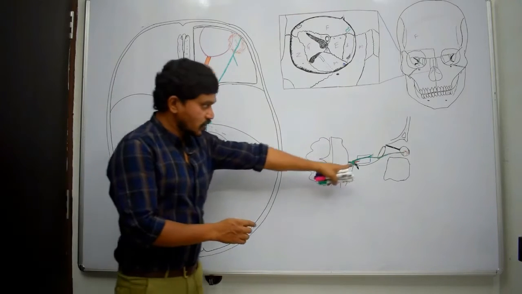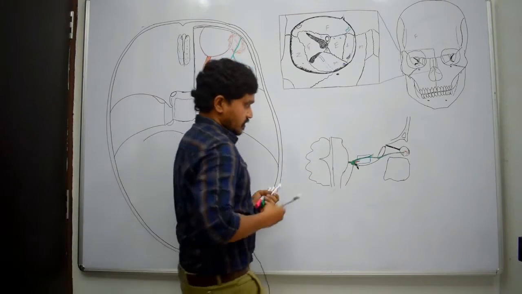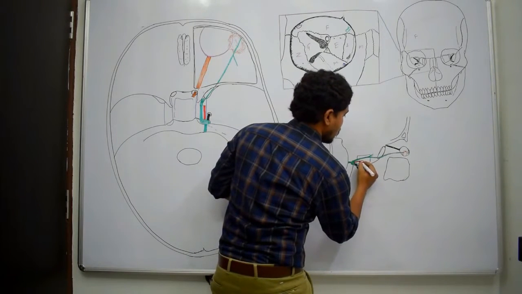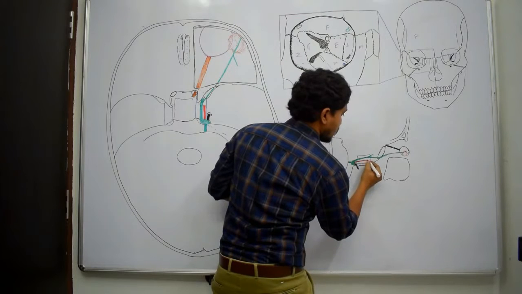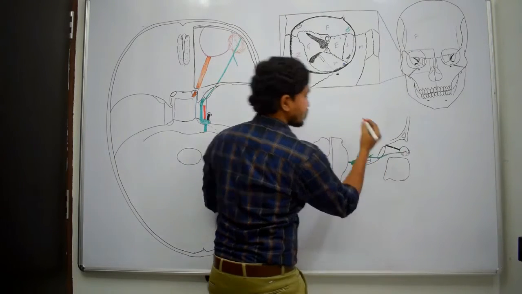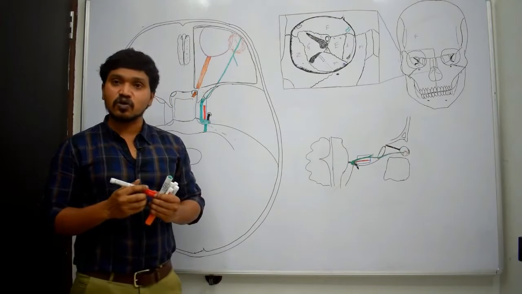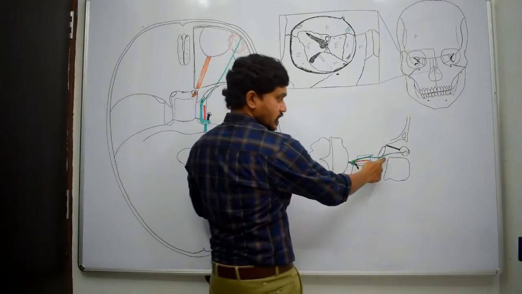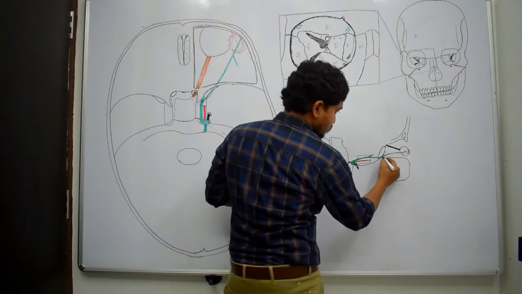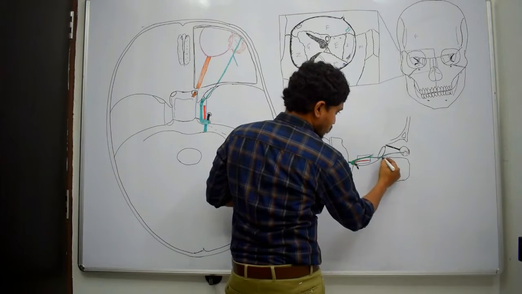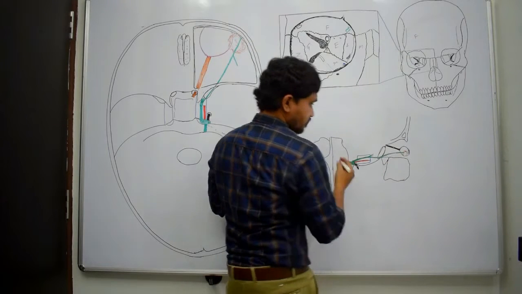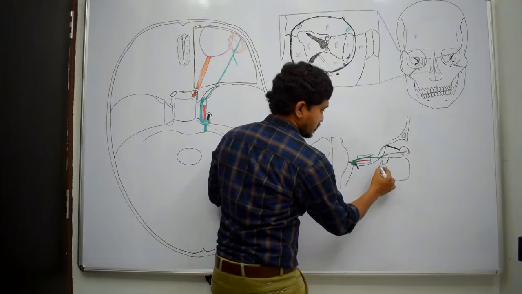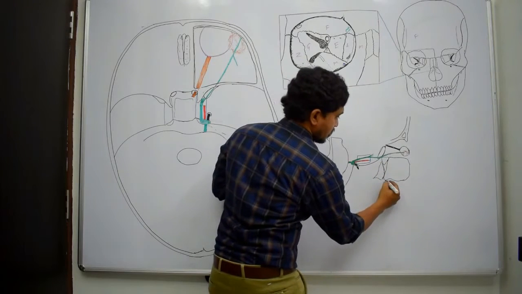So now we will trace the maxillary nerve. See, this is the maxillary nerve. It passes through the cavernous sinus, and after passing through it, it enters one foramen and reaches the pterygopalatine fossa. See, here there will be one fossa. This fossa we call the pterygopalatine fossa. Here you can find the pterygoid plate. This is the pterygoid hamulus.